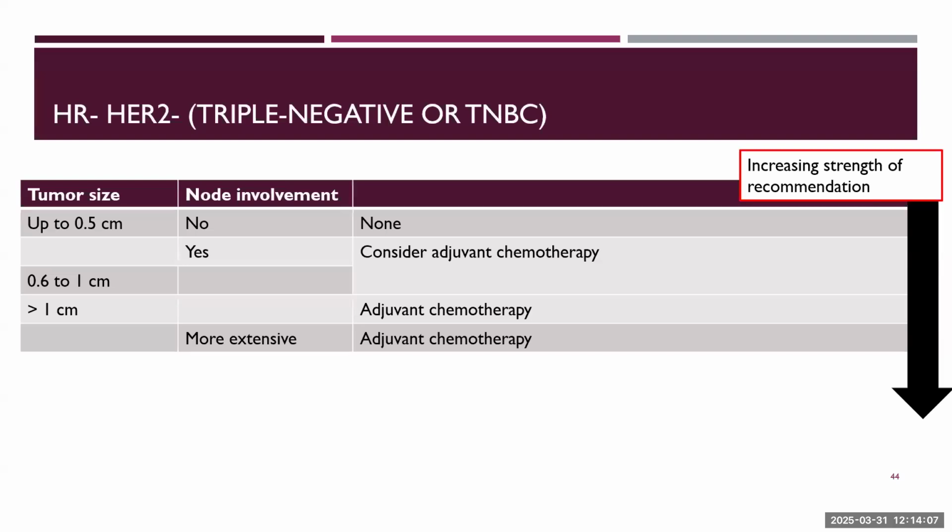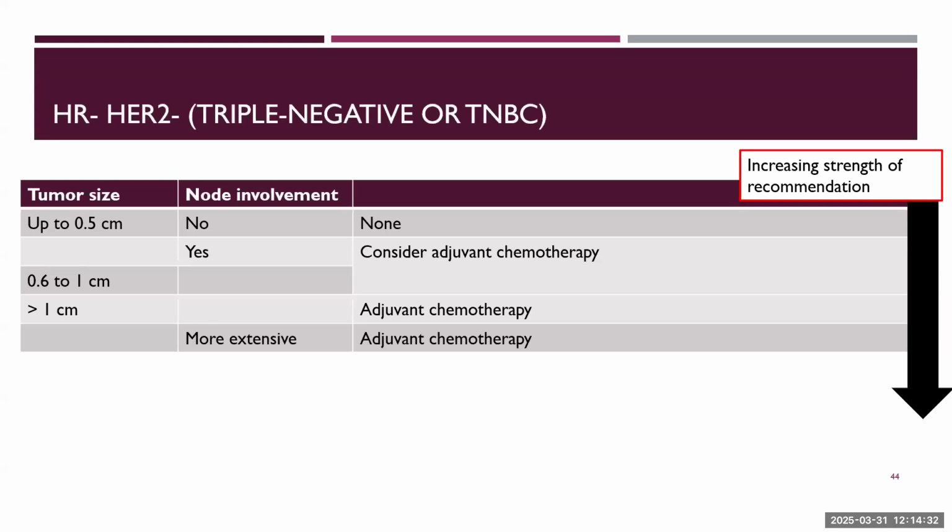Now, looking at our last subset, HR negative, HER2 negative, which is triple negative, or TNBC. So really the only options we have here are chemotherapy for these patients. If they have a really small tumor, up to 0.5 centimeters and no nodal involvement, then we wouldn't give them any chemotherapy in the adjuvant setting after their surgery.